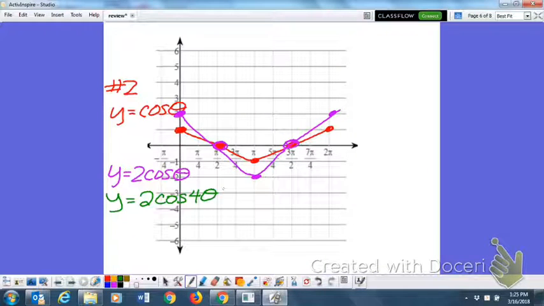So we grabbed y equals cosine theta first, easy peasy. Then we grabbed 2 cosine theta. And again, if you don't need to do the red one, you can grab y equals 2 cosine theta first, because you know that's positive 2 and negative 2. Then for the next piece, we have to change the period.